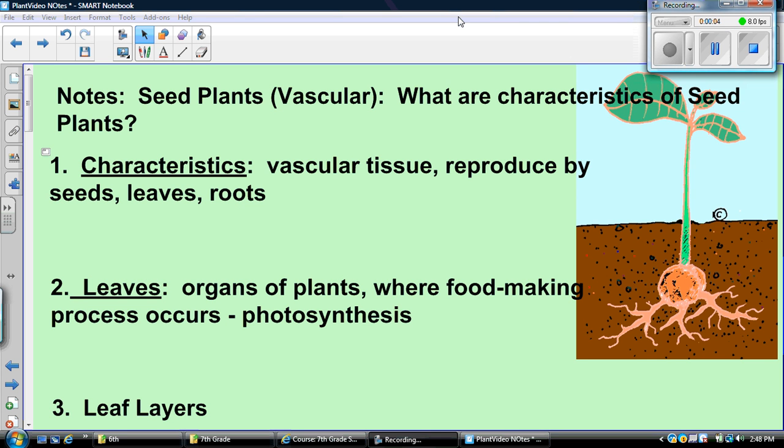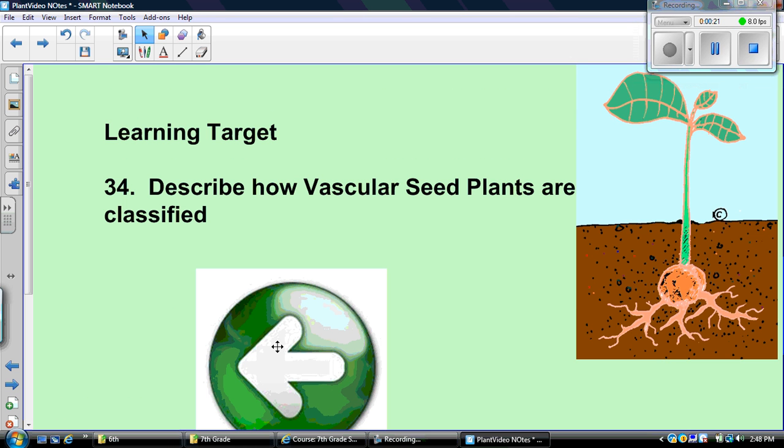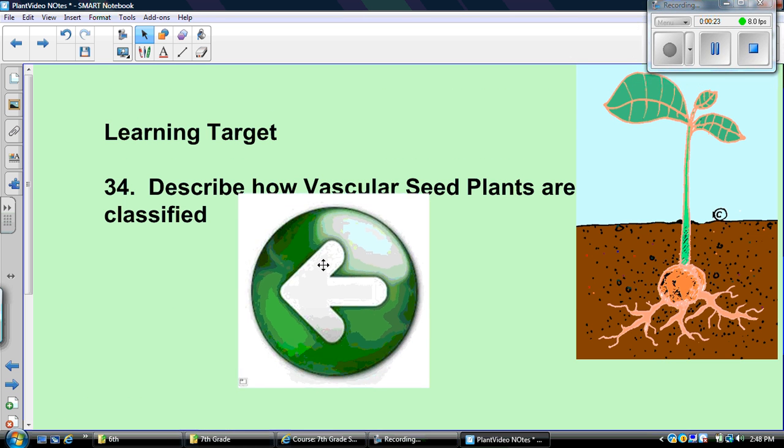Okay, so now that we've talked about seedless plants, the non-vascular seedless and the vascular seedless plants, we're going to learn about seed plants. Now, all plants that produce seeds are vascular. They all have vascular tissue. So this is learning target 34. Describe how vascular seed plants are classified.